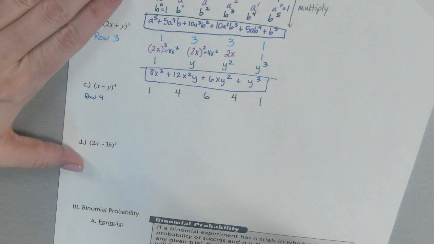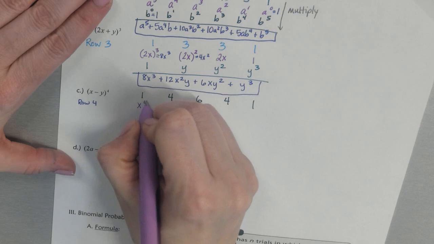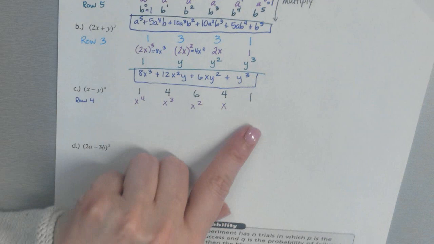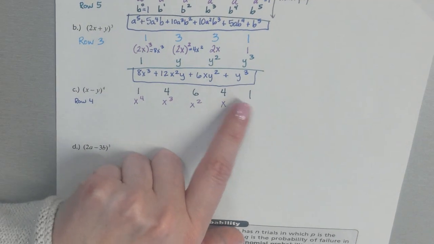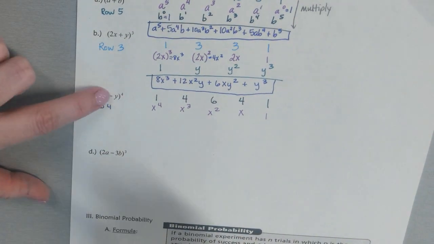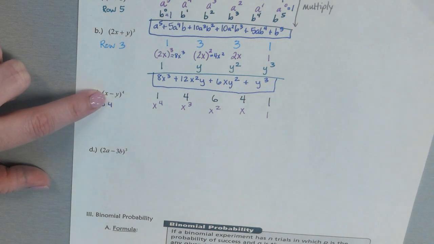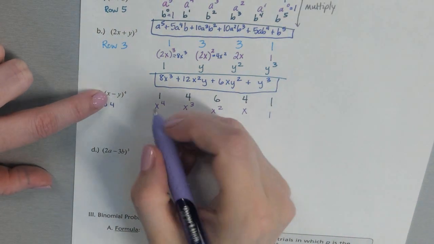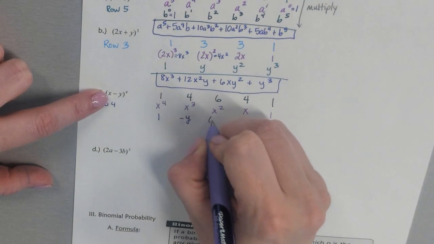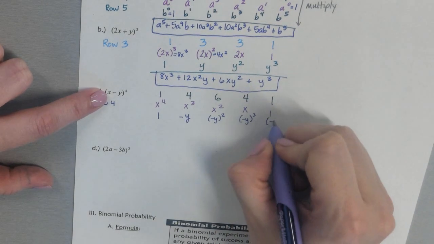And then you start with the first one, and that's going to be x to the 4th, x to the 3rd, x to the 2nd, x to the 1st. And remember, I said for x to the 0, what did I say is fine to just put right away? 1. Okay, and then for this one, you have to make sure to take the negative, but anything to the 0 power, even negative y, is 1. So this is going to be negative y to the 1st, negative y to the 2nd, negative y to the 3rd, and then negative y to the 4th.